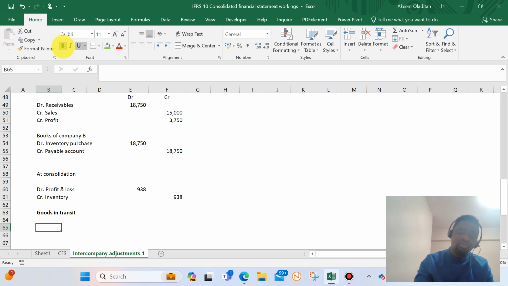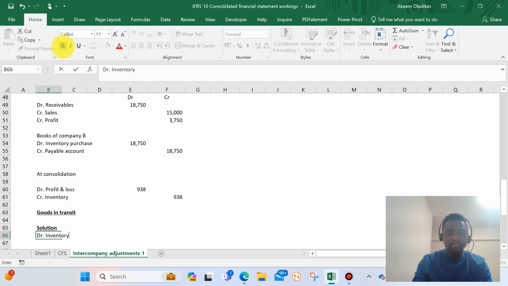So the first thing we need to do is to receive the item at consolidation, because if you don't receive the item at consolidation, it will still be showing that Company A is expecting some receivable from Company B, and that element of unrealized profit will still be there. So the first thing is, let me say solution, using the same example, but the item has not been received. So you debit inventory just like what we did earlier, and we credit payable accounts.